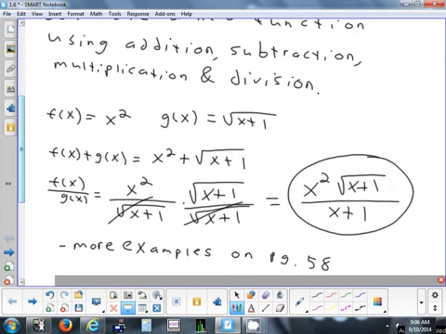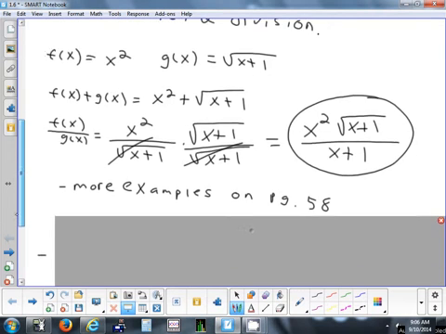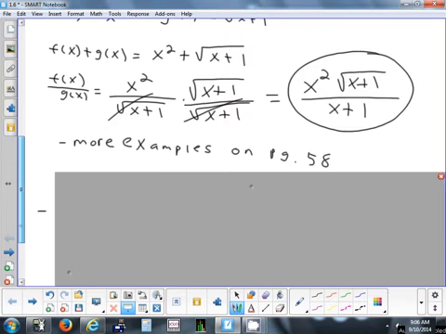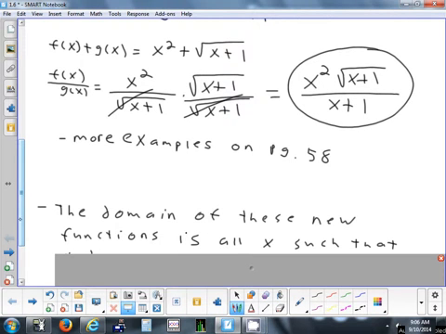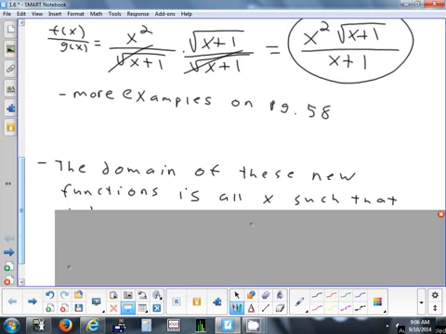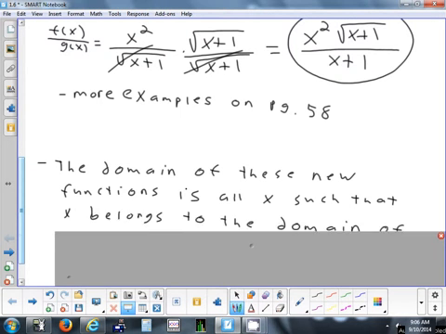There are more examples on page 58. They go through a subtraction and a multiplication. What we want to do after we combine these functions is be able to identify the new domain of our function. We might know the domain of each of the original functions, but once you combine them together, now you have to take into account both domains to get your new one.